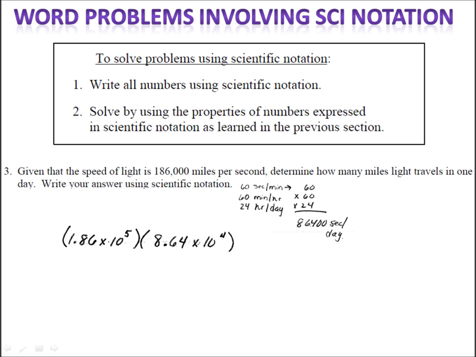1.86 times 10 to the 5th multiplied by 8.64 times 10 to the 4th. I end up with 16.0704 times 10 to the 9th, and in proper scientific notation, approximately 1.6 times 10 to the 10th.